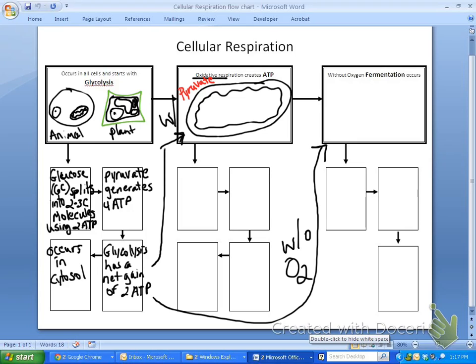So we take pyruvate, and if there's oxygen present, we're breathing fine, we're not working ourselves too hard, the pyruvate is able to go into the mitochondria. But with that pyruvate, we're also going to need to have what? Oxygen. So we're going to need oxygen and the pyruvate, and if that occurs, then it goes into something called the Krebs cycle.